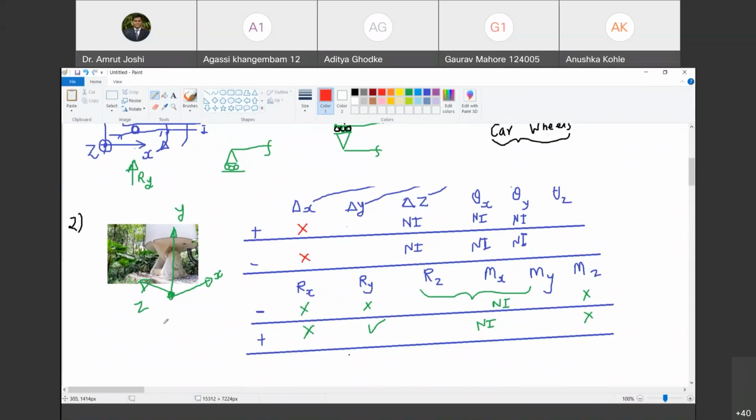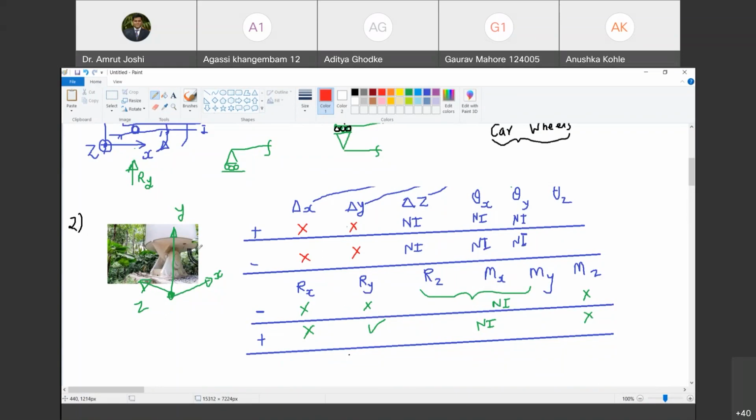Yes, sir. Can I push this member in? No. Are you with me? Yes, sir. This pin which is sitting there will not allow it to get pulled up or pushed down. Are you with me? Yes, sir. So therefore, delta y positive as well as delta y negative is not possible.